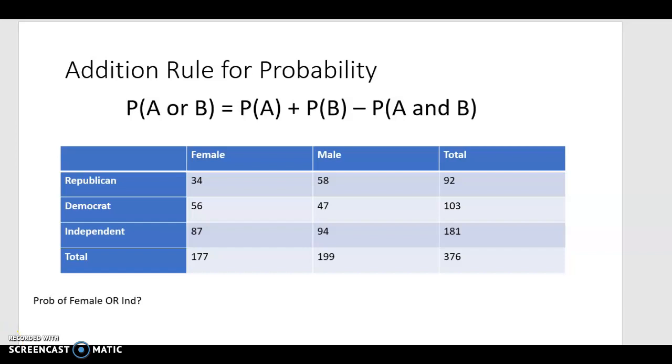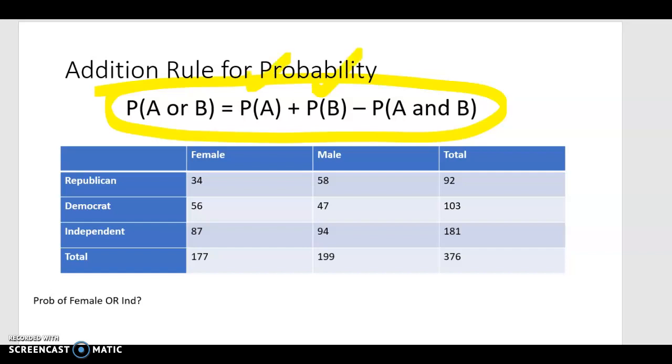All right, let's jump into the addition rule for probability. Now, what I want to show you here is the formula. The probability of A or B, so A and B being two events, equals the probability of A plus the probability of B minus the probability of A and B. And remember, A and B is the overlap. That's why we have to subtract it.